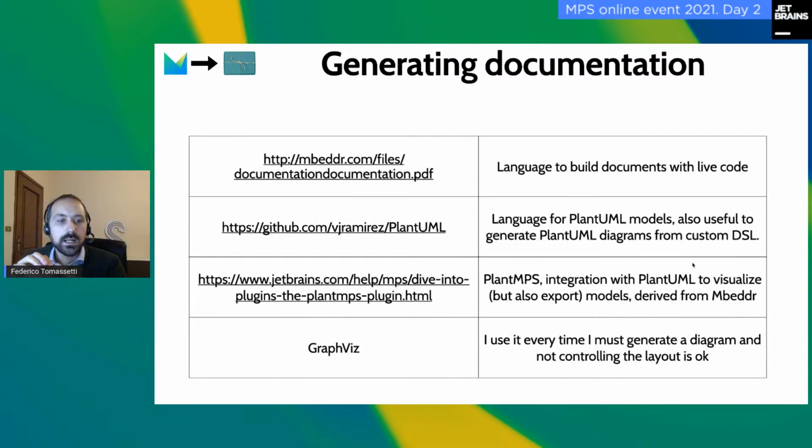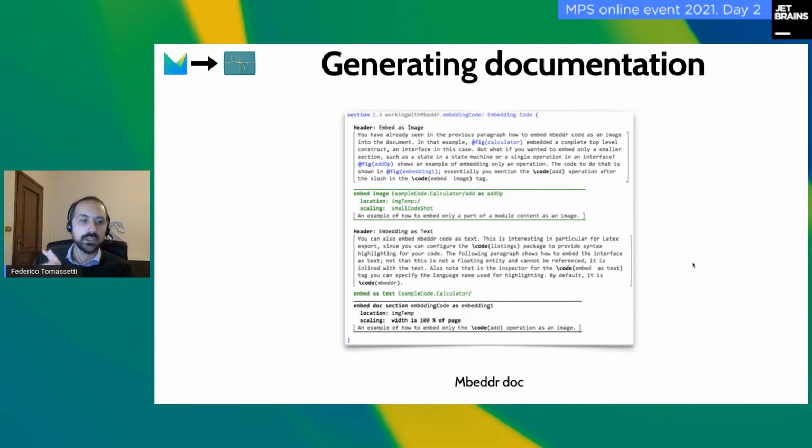When you generate documentation, there are at least three kinds of tools you may want to use. The first one is the embedded documentation language. The second one is PlantUML, with or without the PlantMPS plugin. And the third one is graphics. Now, the embedded doc or documentation language, I never understood how it's called, is a language that would deserve its own presentation, but basically you can use it to write text and add links to images. You can embed pieces of models that will be rendered. And in the end, you can generate PDFs out of it. So it's a great way to write documents directly inside MPS, and very rich documents. So take a look at that.